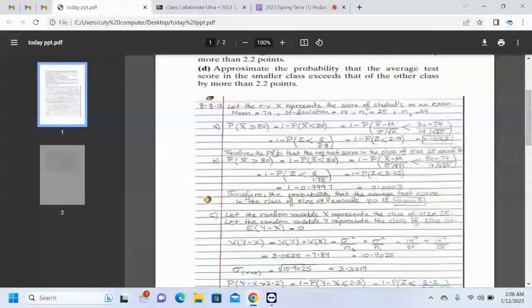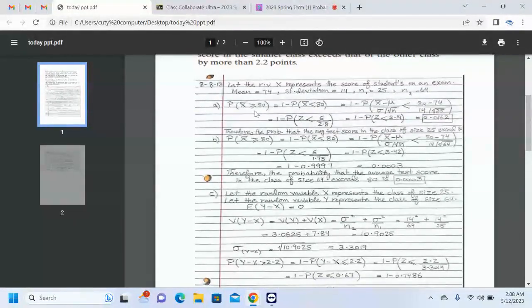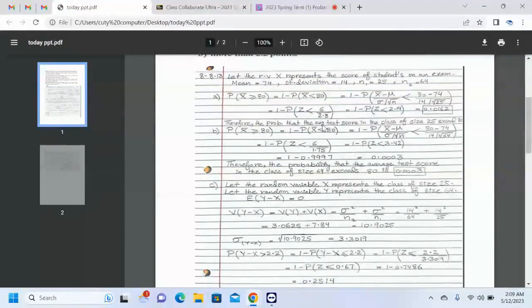Let X represent the score of students on an exam, mean 74, standard deviation 14, and 1 for class 1, n equal to 25, and 2 for class 2, n equal to 64. For part A, P(X bar greater than or equal to 80) equals 1 minus P(X bar less than 80). Expanding the formula, it is 1 minus P((X bar minus mu) over (sigma over root n) less than (80 minus 74) over (14 over root 25)). After solving it and getting the value from the table, we get 0.0162. Therefore, that is the probability that the average test score in the class of size 25 exceeds 80.